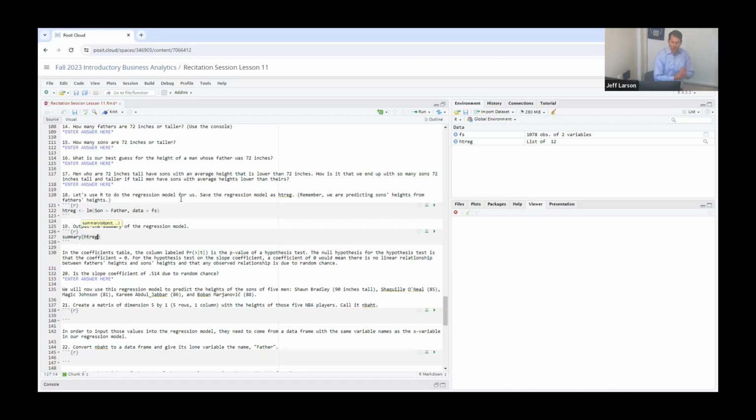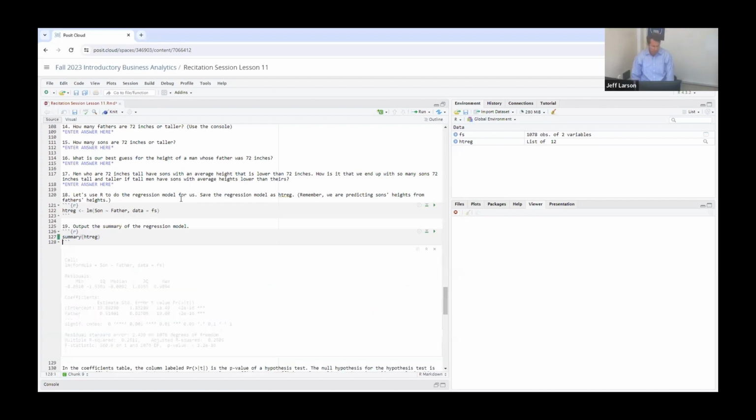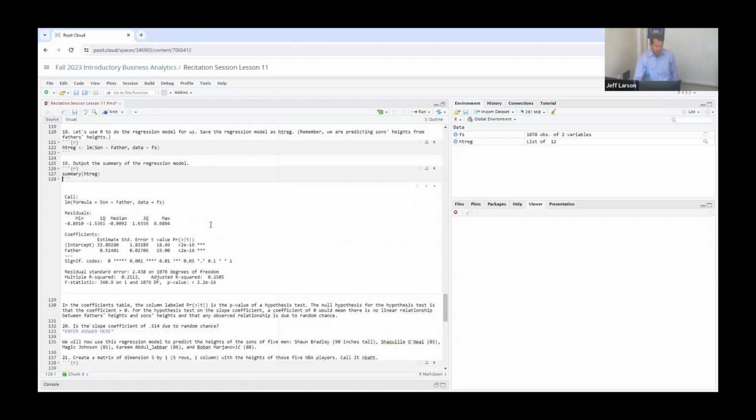So almost always, and maybe in this class always, you do your regression model, and immediately after that you say summary of wherever you save that. So summary of HTReg. Okay, now this is the part, nobody should leave this class without knowing this output and being able to interpret the important parts of it backwards and forwards.